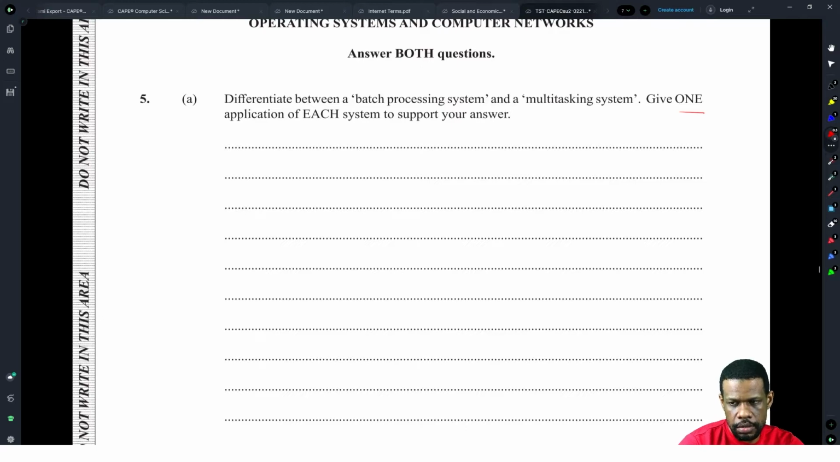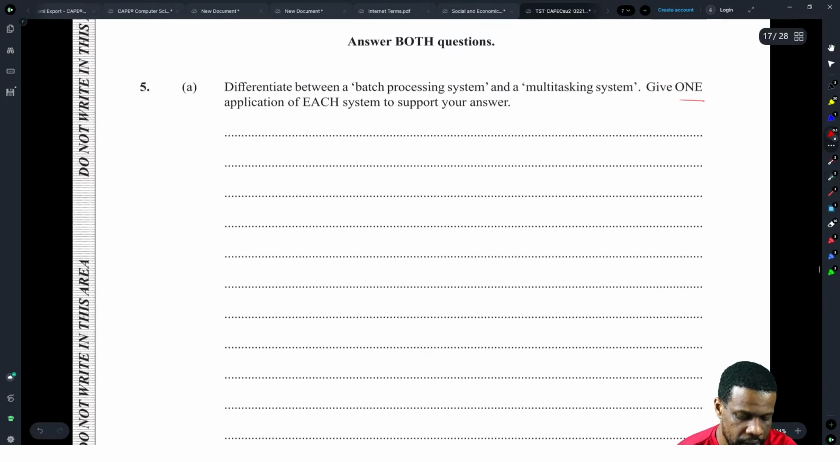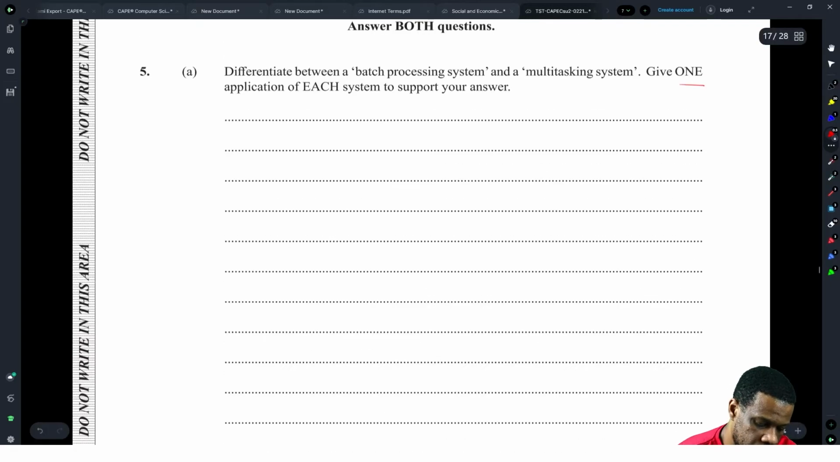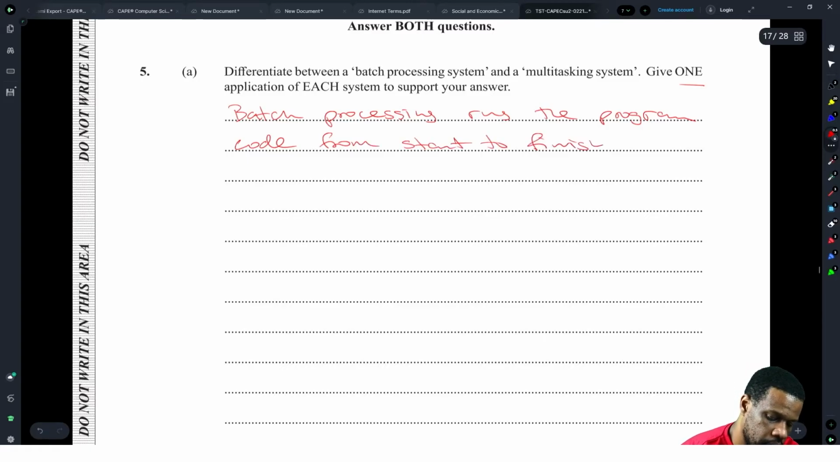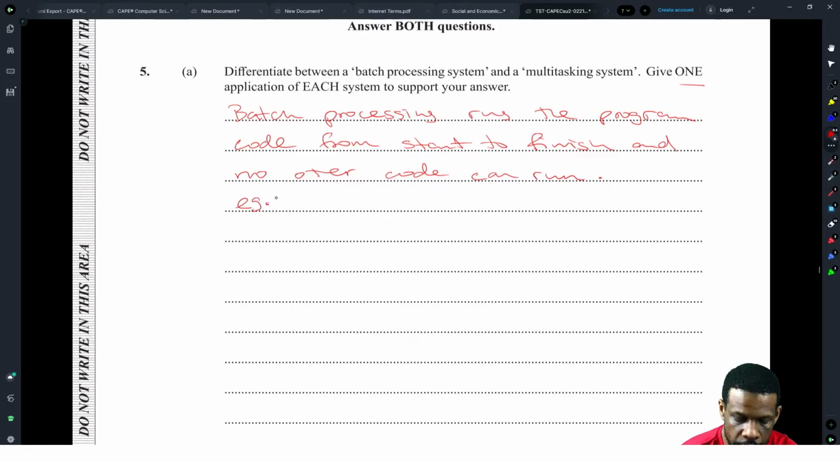When you're doing this, there are a lot of lines to write on, but as far as I know, you don't need to write a whole paragraph for it to make sense. You probably just want to say batch processing runs the program code from start to finish and no other code can run. Example, an easy example would be payroll or accounting procedures.